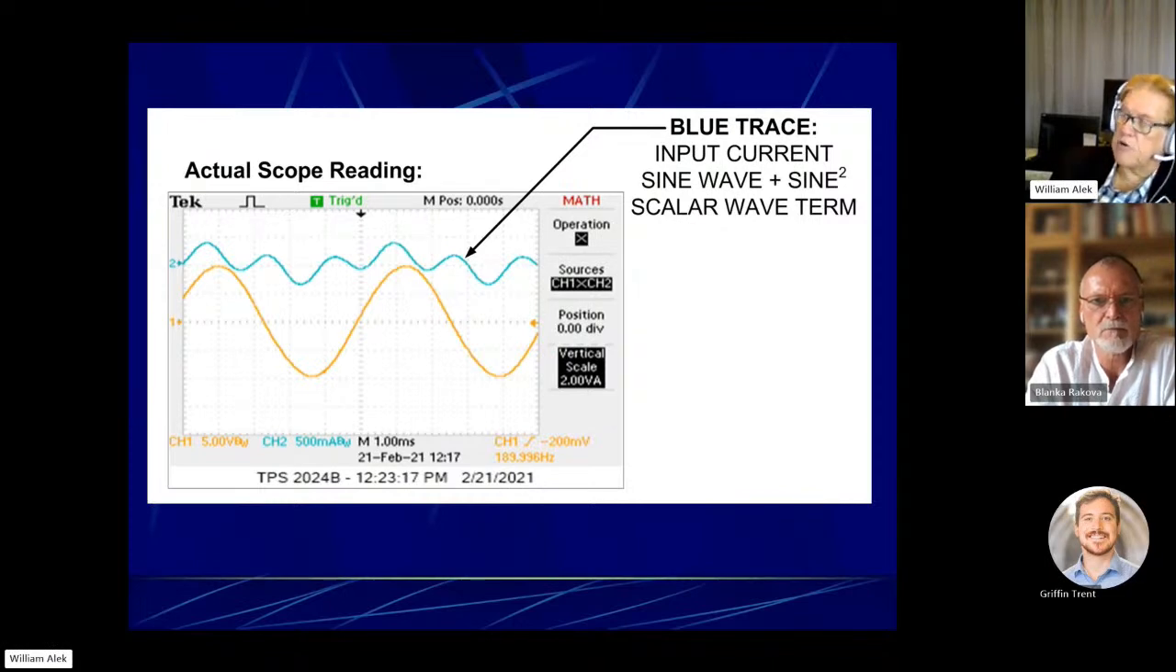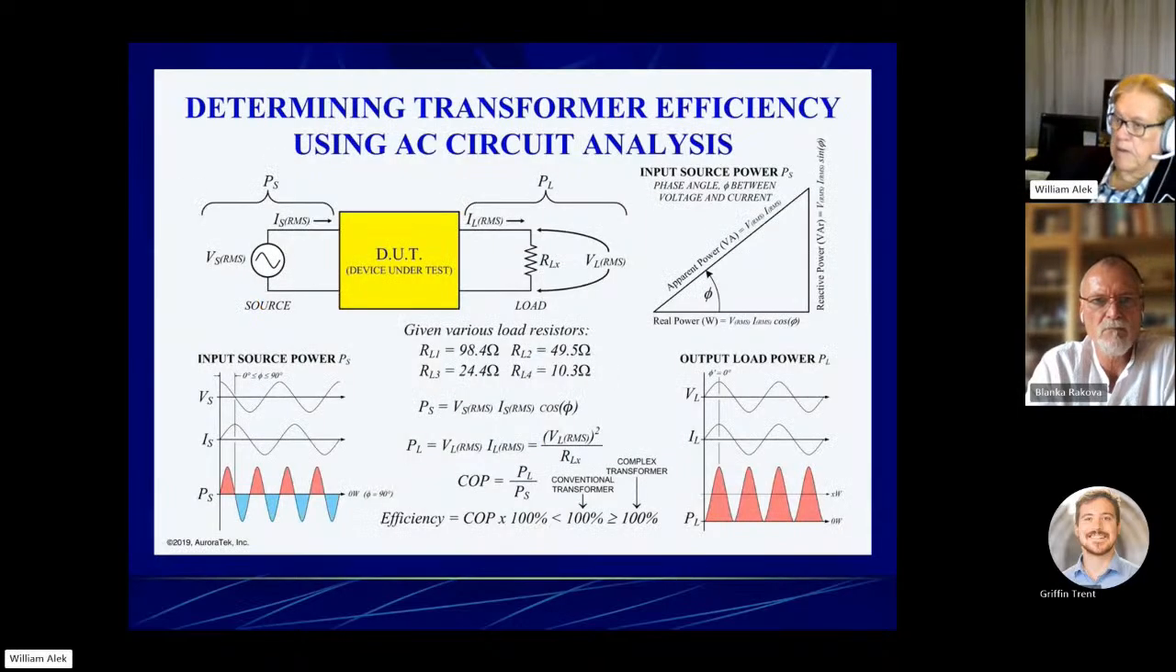And so this is an actual scope reading. So what are we doing here? Okay, to determine transformer efficiency using AC circuit analysis, this is what we're actually doing. So we have our AC waveform on the input, and we're looking at voltage and input current. On the output, we're seeing our output current and our load. And so the device under test is our PCM. And that's where we have our coil capacitor arrangement, okay?